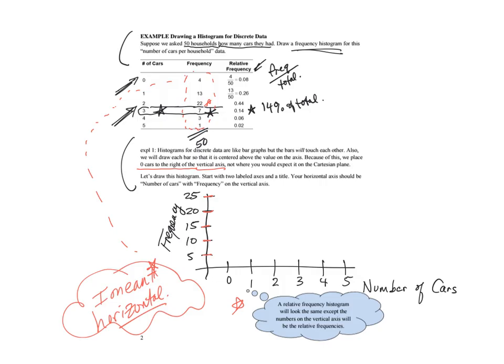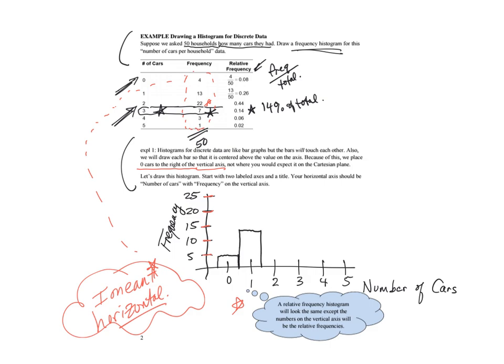Now, these bars have to touch each other. So I want the bar for 0 cars to touch the bar for 1 car. But at the same time, I want them all to be the same width. So I need for my bar for, say, 0 cars to go up to a height of 4, but so that its rightmost edge of that bar is right there halfway between 0 and 1, because then the bar for 1 car, which goes up to 13, let's say it's that, starts right where the bar for 0 left off.